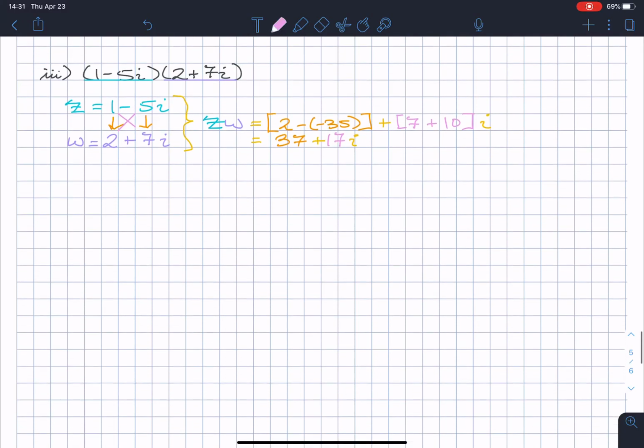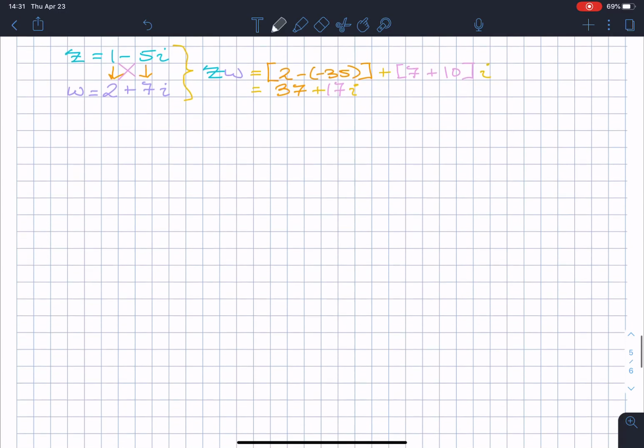Okay, so now another example. Let's use the conjugate to rationalize the following. So example: use the complex conjugate to rationalize the following.